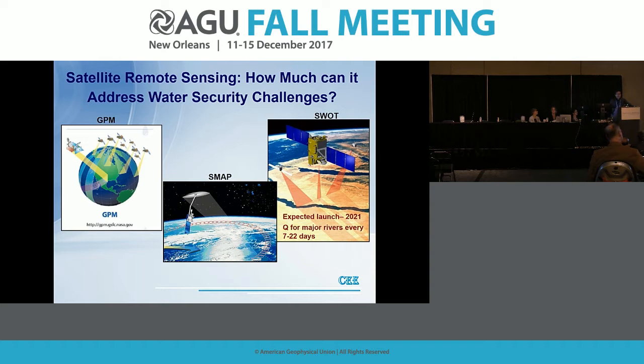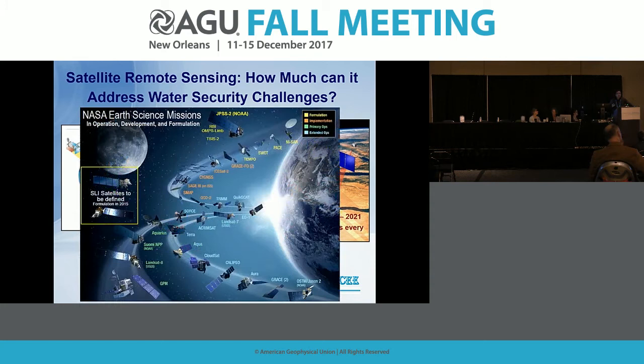And indeed they do. So here I'm showing you a couple of missions that are out there flying or will be flying very soon. You have on your left GPM, the Global Precipitation Measurement Mission. You have SMAP for soil moisture. You have a future mission dedicated to surface water called Surface Water Ocean Topography. And of course, we have a whole wide area of other environmental sensors in space looking down on Earth, taking a pulse of Earth that we could use to understand the state of our water security.